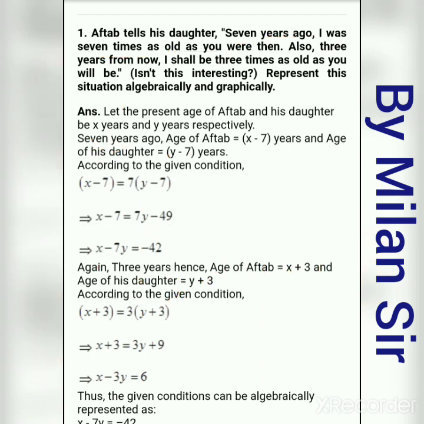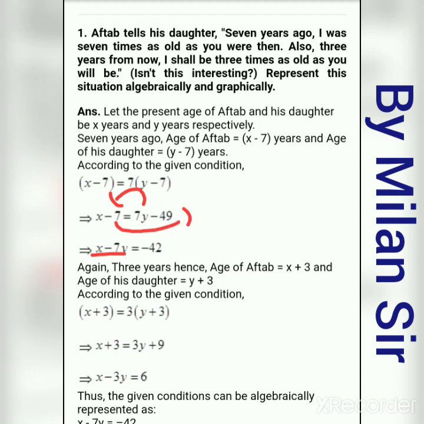So here x minus 7 is equal to 7 times (y minus 7). Now multiply this 7 with this bracket. So 7 into y, 7y, minus 7 sevens are 49. So on the left hand side x minus 7 as it is, and on the right hand side 7y minus 49. Then transfer the variable to the left hand side and the constant terms to the right hand side. So 7y is one variable, so it goes to the left hand side and becomes minus 7y. So on the left hand side x minus 7y.